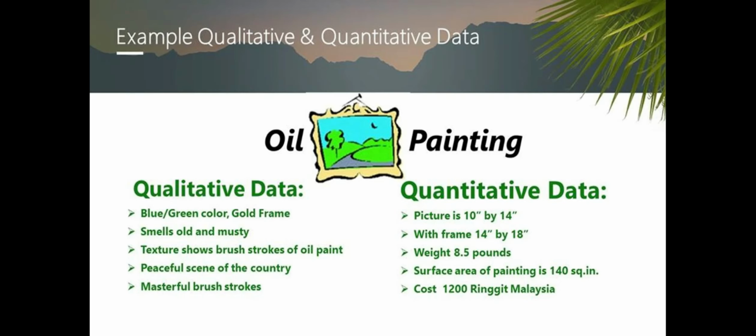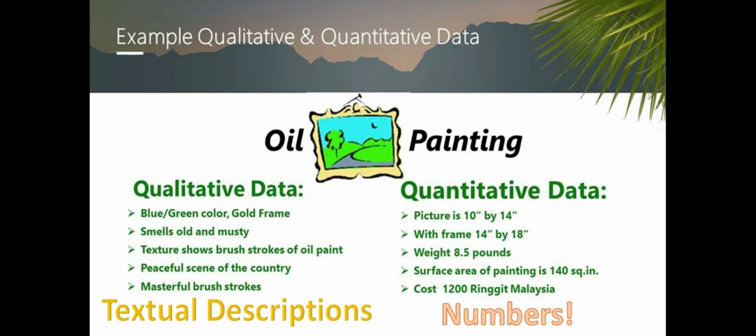On the other hand, if we discuss it in quantitative means, we can say that it's 10 by 14 inches in dimensions. The weight is like 8.5 pounds. The surface area of the painting is 140 square inches. And it costs like 1,200. So technically, we can conclude that quantitative data are focused on numerical information, while qualitative data are focused on words. Okay?